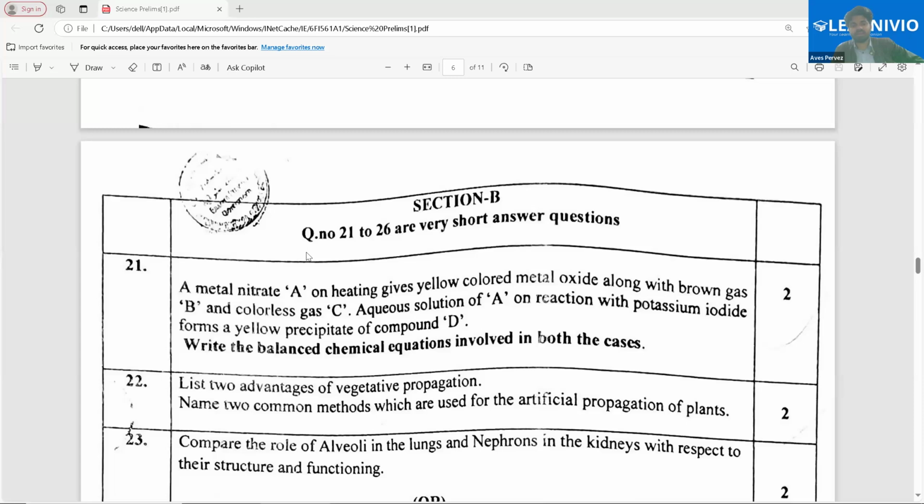A metal nitrate A on heating gives a yellow colored metal oxide and a brown colored gas B, and a colorless gas C. An aqueous solution of A, the metal nitrate, on reaction with potassium iodide gives a yellow precipitate, compound D. Write the balanced equations.